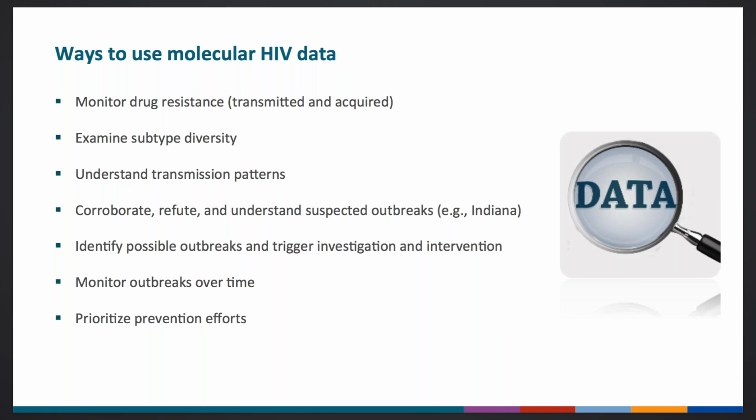So there are a number of ways to use molecular data. I've touched on these briefly, but monitoring drug resistance, both transmitted and acquired, examining subtype diversity, understanding transmission patterns, corroborating, refuting, and understanding suspected outbreaks. Some of you may be familiar with the use of molecular data to understand the Indiana outbreak. Identifying possible outbreaks and triggering investigation and intervention, monitoring those outbreaks over time, and prioritizing prevention efforts. So I'm focusing on identifying possible outbreaks for investigation and intervention.